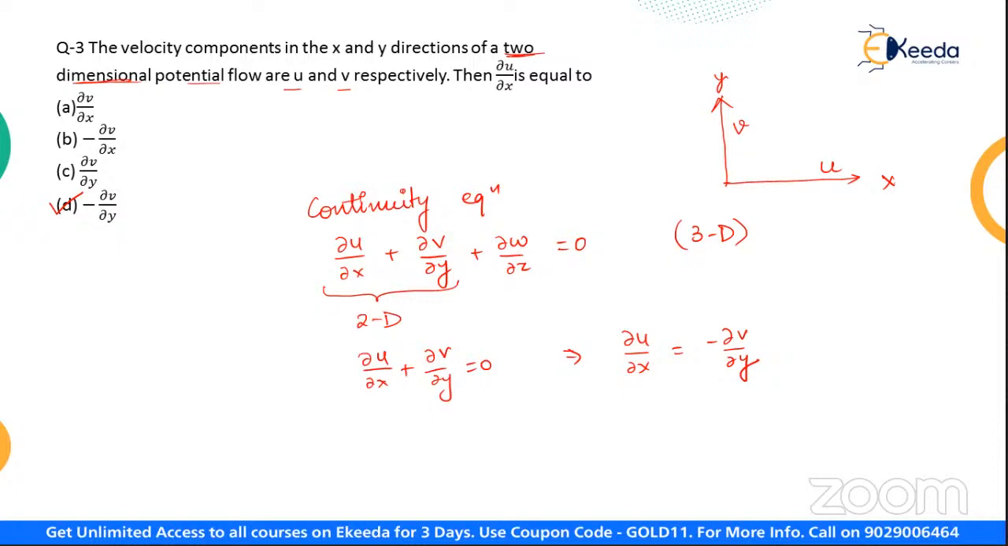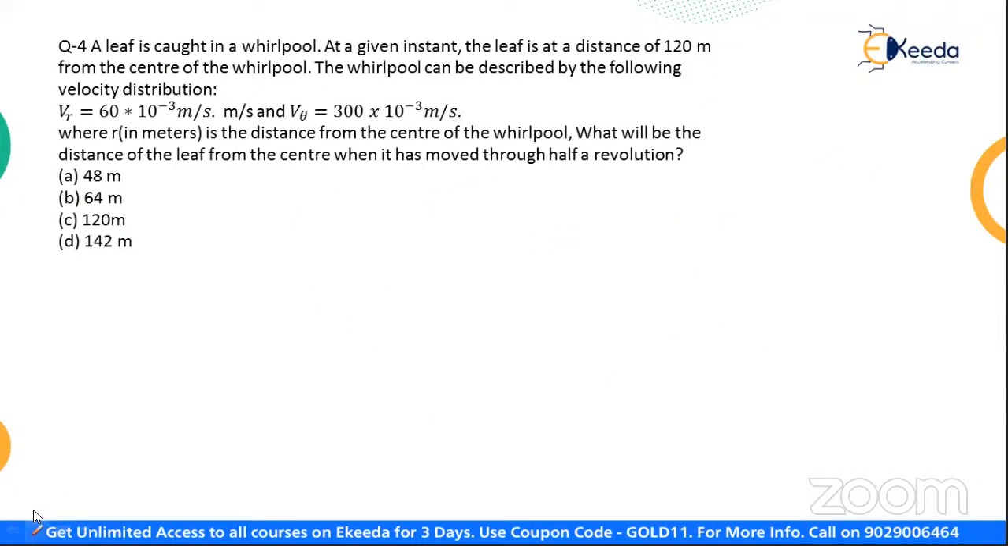Moving on to the next question, that is question number 4. A leaf is caught in a whirlpool. At a given instant, the leaf is at a distance of 120 meters from the center of the whirlpool. So let's say this is the whirlpool that I'm trying to draw here. This is the center of the whirlpool, and at a given instant, the leaf is present, let's say, at this position.